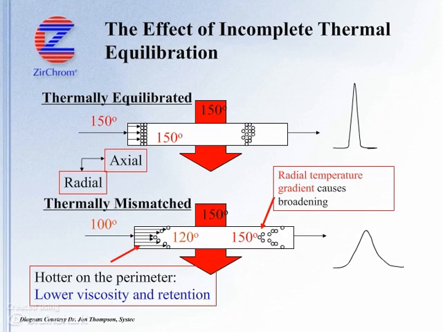Thermal mismatch band broadening occurs when the temperature of the mobile phase on the perimeter of the column is a different temperature than the center of the column, causing a thermal gradient across the column. This radial temperature gradient causes peak broadening and virtually eliminates any possible benefits you may have gained by using an elevated temperature. Thermal mismatch band broadening most often occurs due to the lack or inefficiency of the column heater's mobile phase preheating assembly.